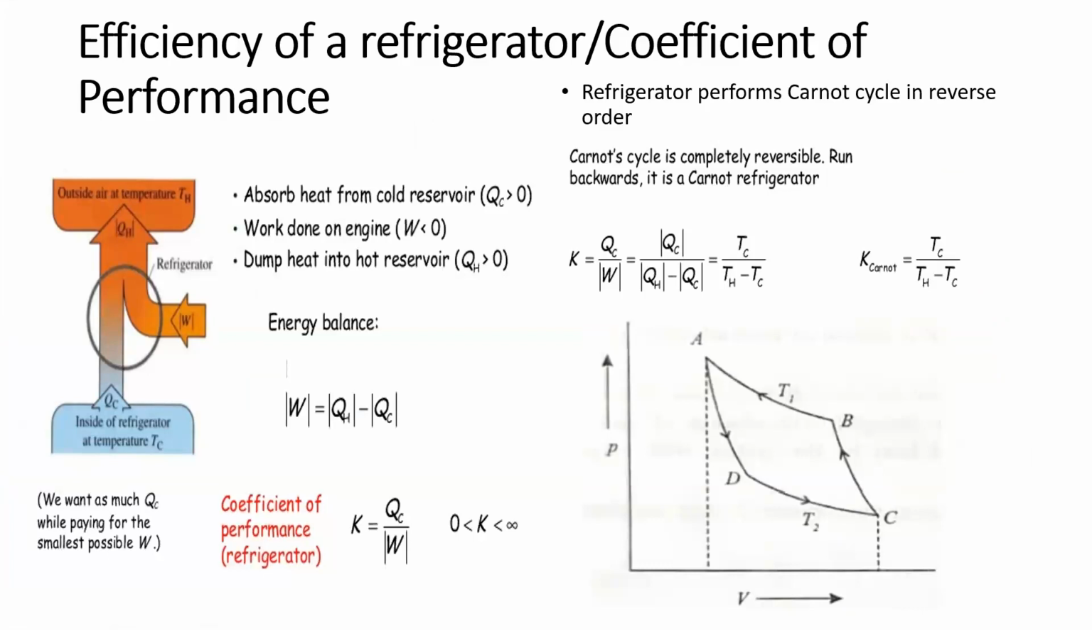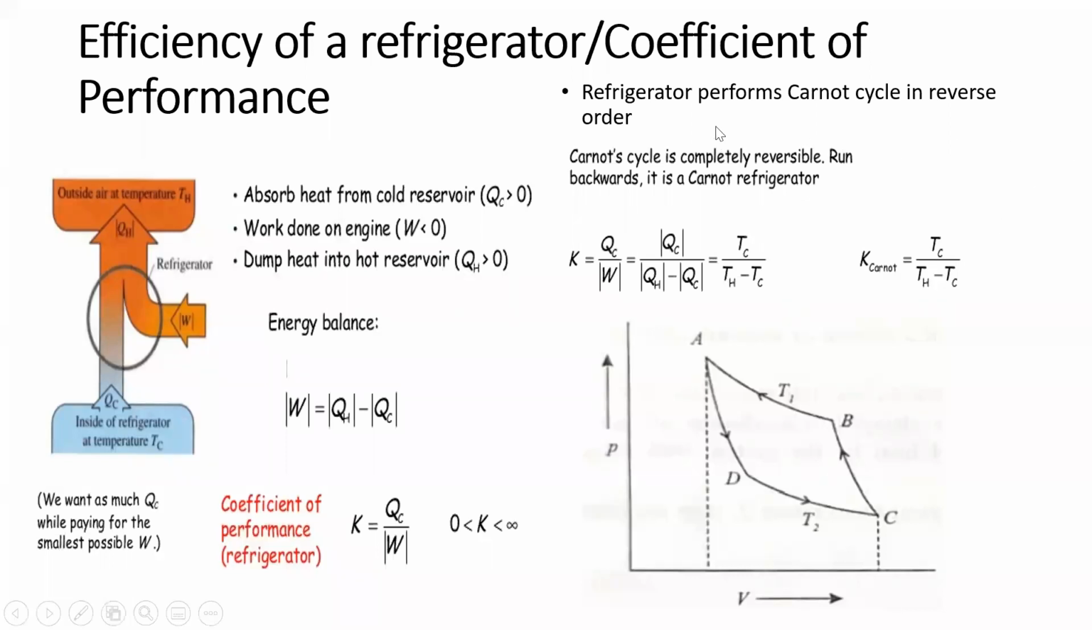The efficiency of a refrigerator. We usually don't call it efficiency. Usually we use the term coefficient of performance when it comes to a refrigerator. We usually use the term efficiency for a heat engine and coefficient of performance for a refrigerator.